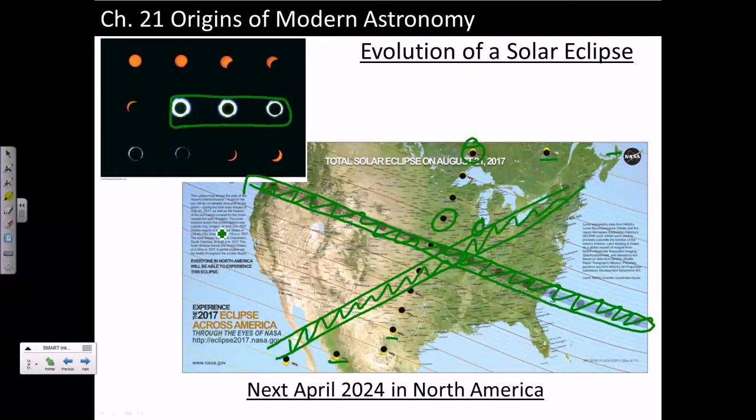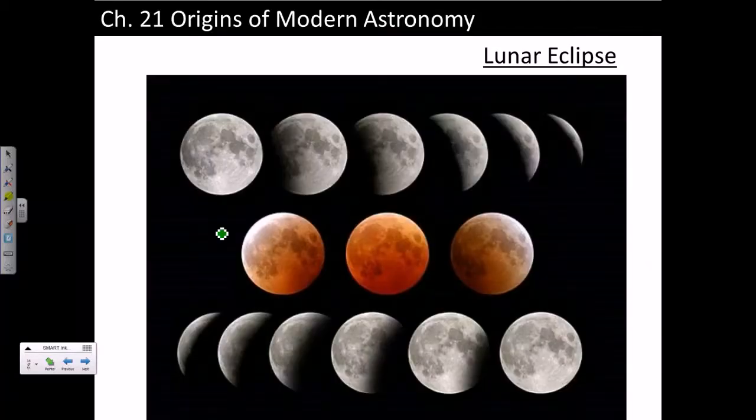What's interesting is it took about 100 years for one to cross North America like this. Now, eclipses are happening all the time. The problem is that they're out in the ocean or down in Tahiti. So you're just not always in the right spot to view them conveniently. Okay.